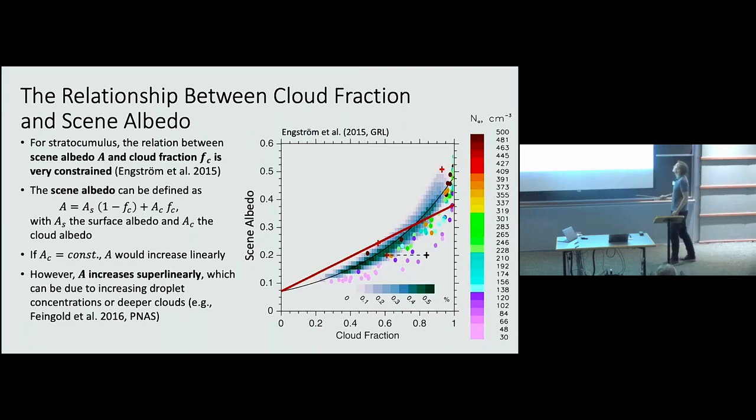Some people say it's due to increasing cloud droplet concentrations, which would make the clouds more reflective at higher cloud fraction. It could also be due to deeper clouds at high cloud fraction, which would also cause a higher cloud albedo and therefore this superlinear increase of the scene albedo.